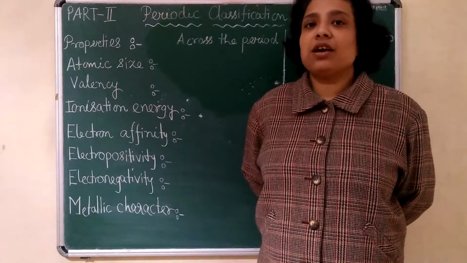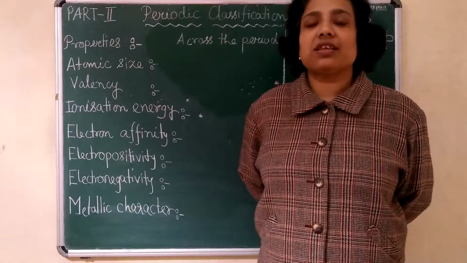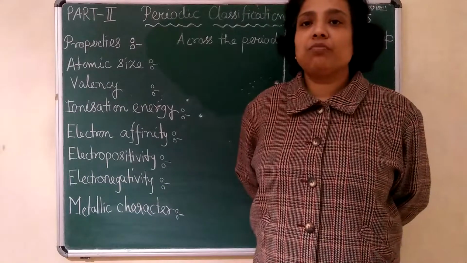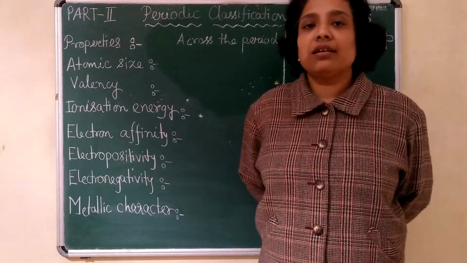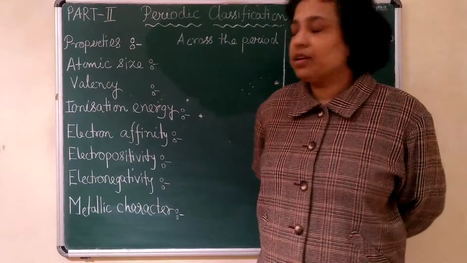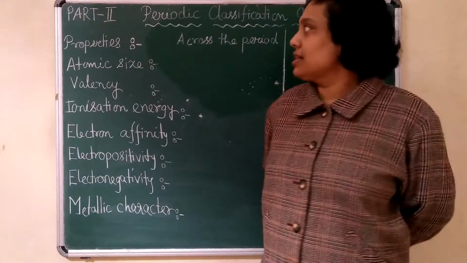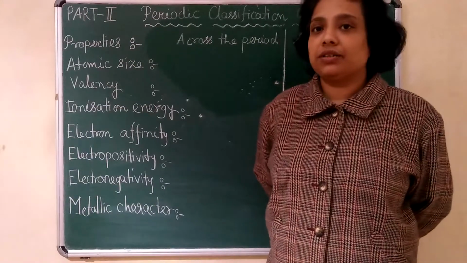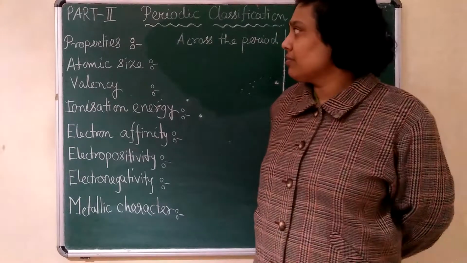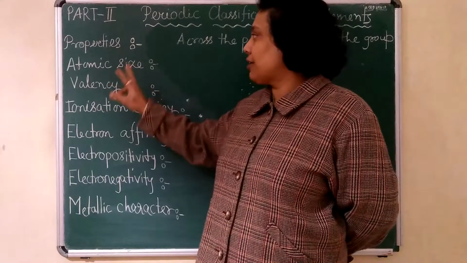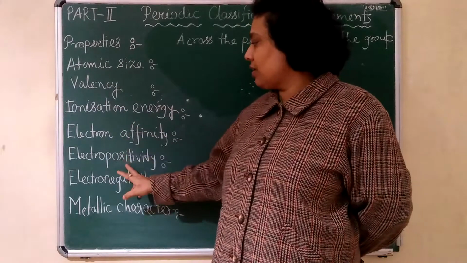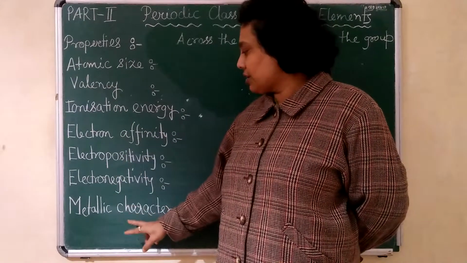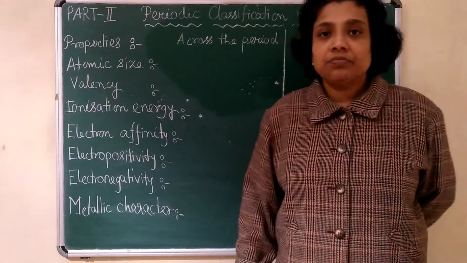In the previous video I discussed this chapter, and I hope that you all have gone through the previous part. In that, we discussed the periodic table. Now in this second part, we are discussing the properties. What are those properties? Atomic size, valency, ionization energy, electron affinity, electropositivity, electronegativity, metallic character.